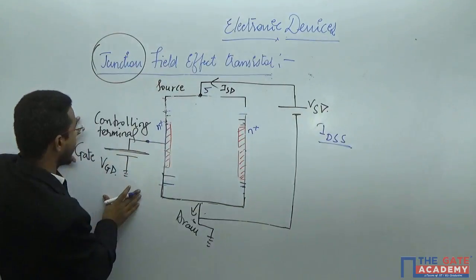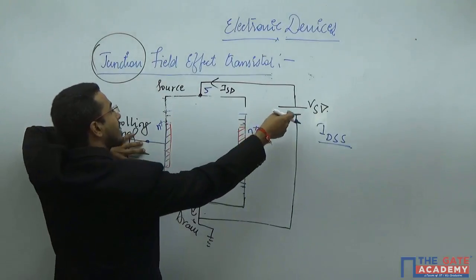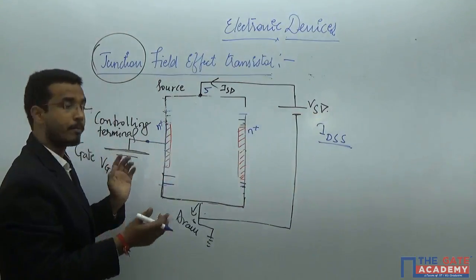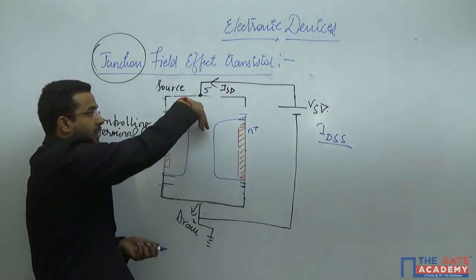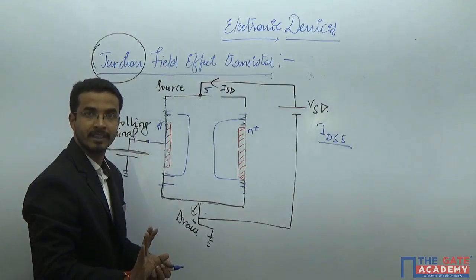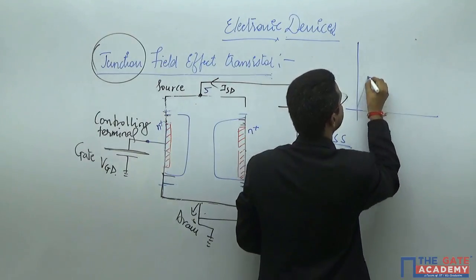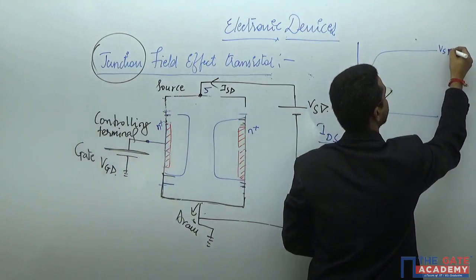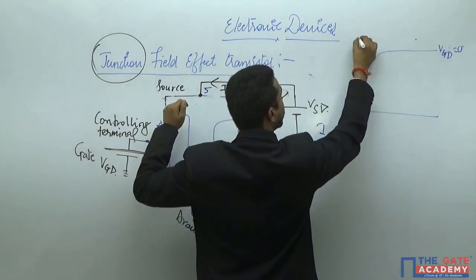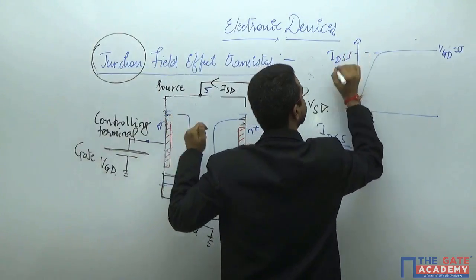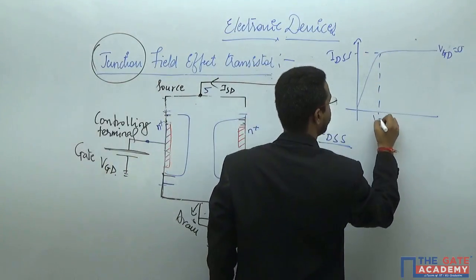That means if you are not providing anything from this, if it is at ground position, the current offered by this VSD will be maximum, because as you provide this, it will increase the depletion region and the current value will keep on decreasing. That is why you have studied the plot just recently. If VGD is equal to 0, then this value is IDSS, the maximum value, and this value is known as the pinch off, VP.